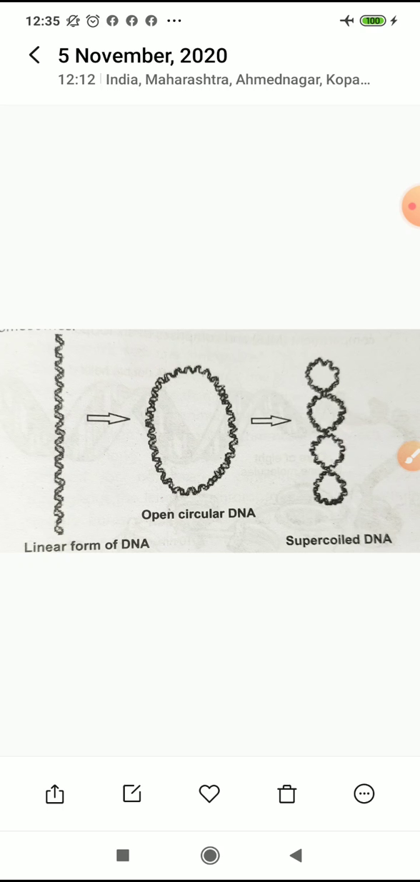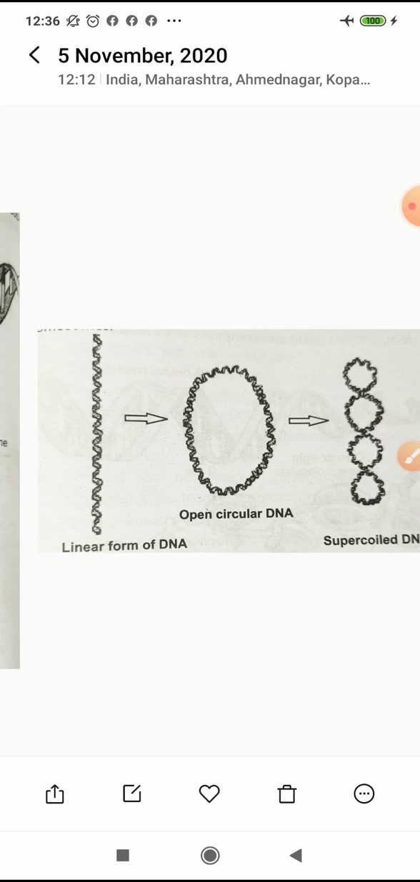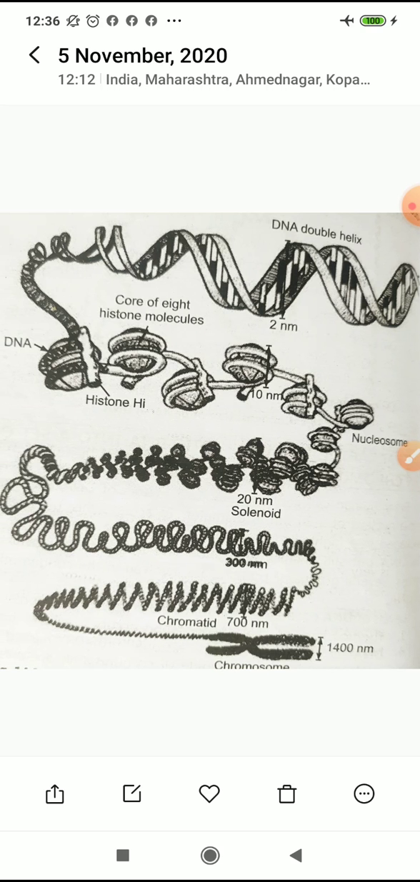Several proteins are involved in the condensation of DNA. Levels of DNA condensation we will see in the eukaryotic chromosome. The first level of DNA condensation occurs when 146 base pairs of DNA are wrapped around histone proteins, named as a nucleosome.